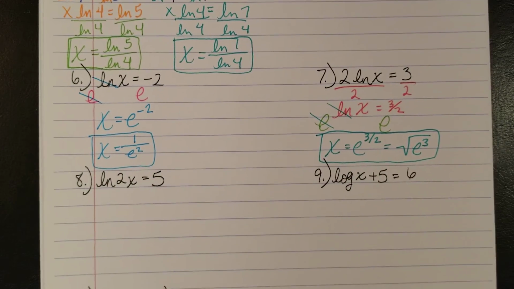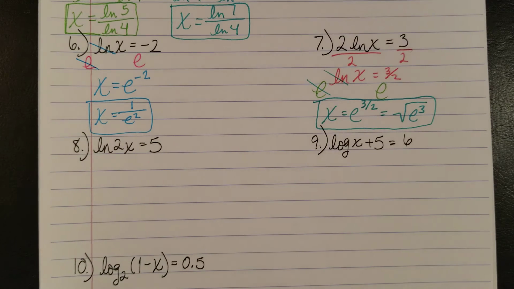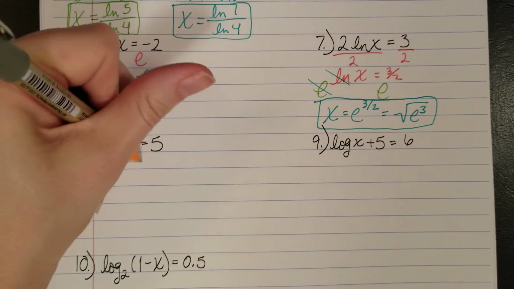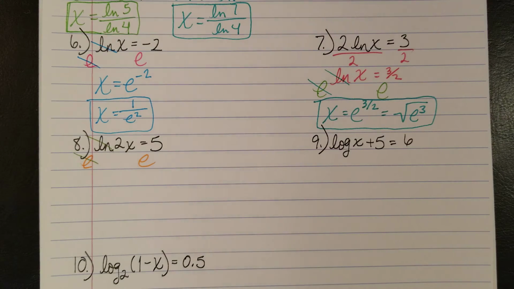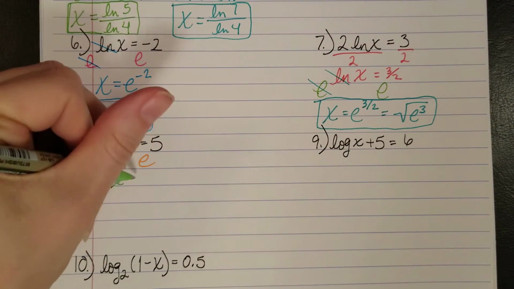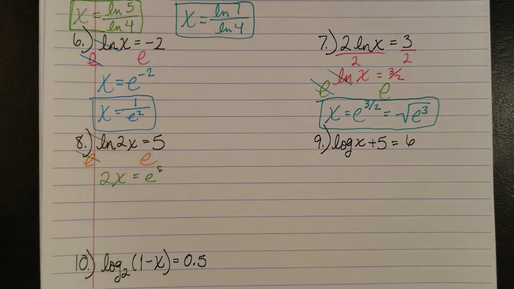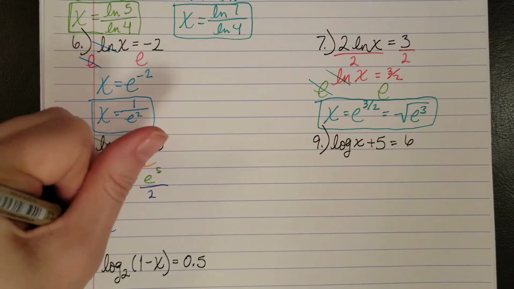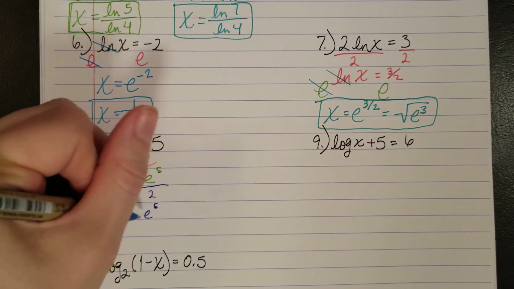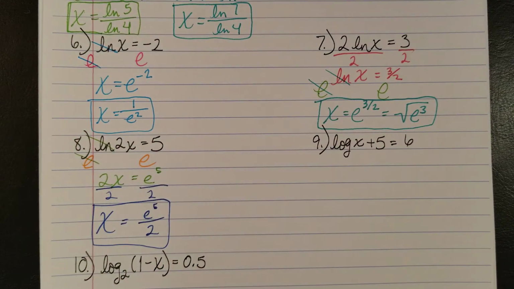All right, and number 8, we have ln of 2x is equal to 5. So I'll take my e here and here, and then cancel out this and that. So that gives me 2x equals e to the 5th power. And then in order to solve for x, I need to divide both sides by 2. So x equals e to the 5th power over 2. Alrighty.